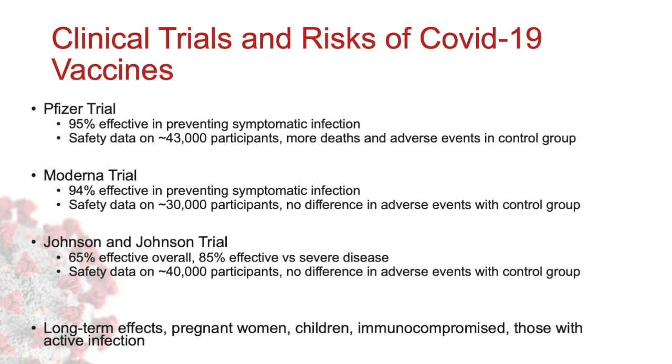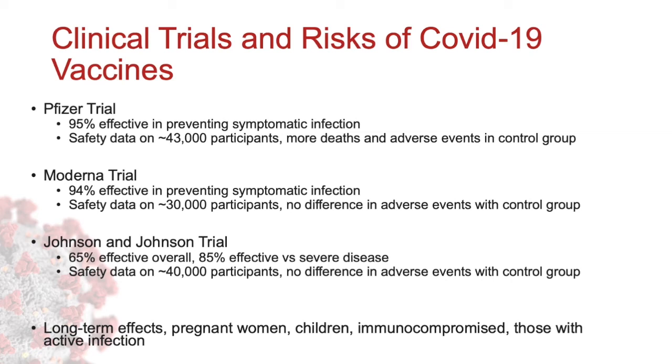Often that 65% number is misinterpreted. Oh, it only works 65%. But it's very good at preventing severe infection. People that have that are more likely to develop a mild infection than someone that had the Moderna or Pfizer vaccine. In general, the safety data was quite good on these. You can see over 100,000 participants in all 3, if you add those up.